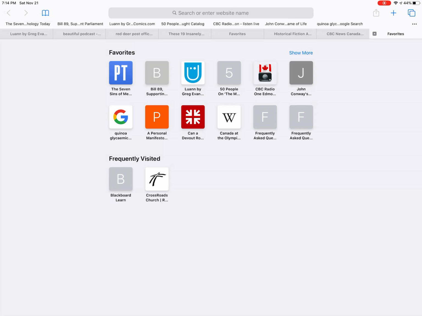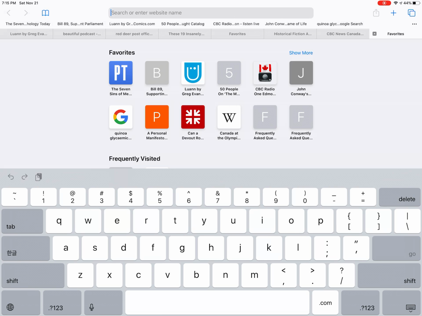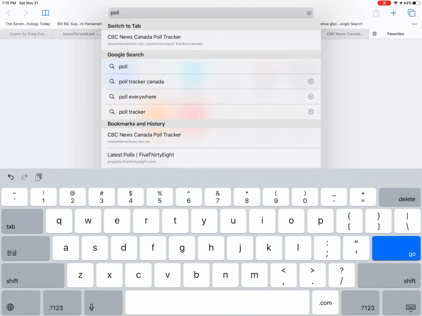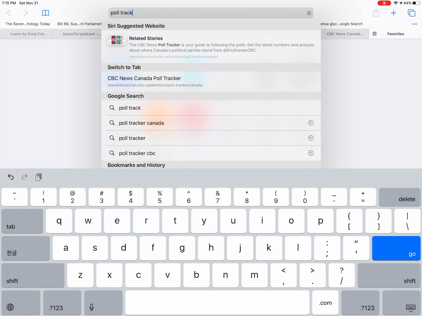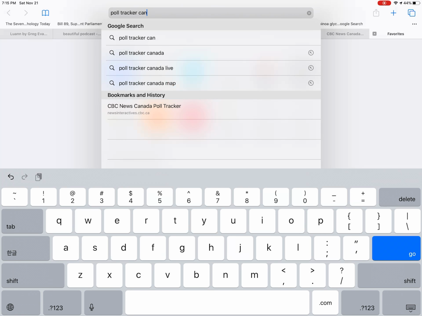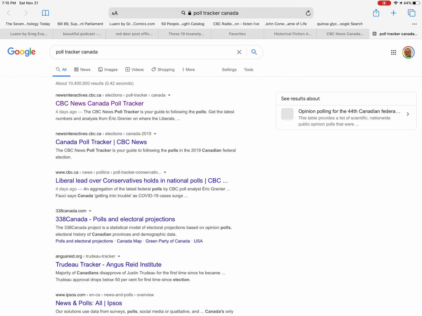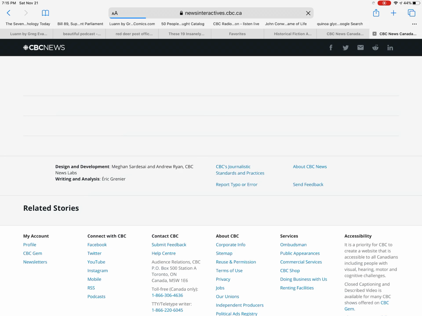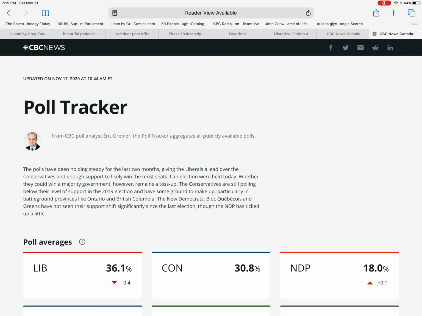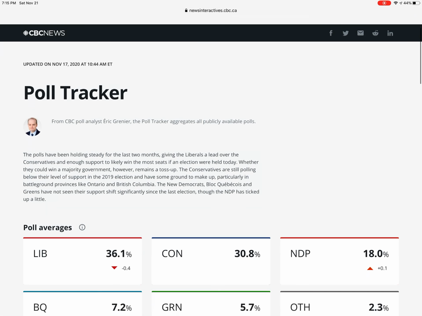That's the thing. Hey, just as an aside, I want to take you to a site on election polls. So I'm just going to go in here and type in poll tracker for Canada. And CBC actually has a great poll tracker. So let's go to that particular site there. And this is updated pretty well daily. So this was last updated, I guess, weekly.